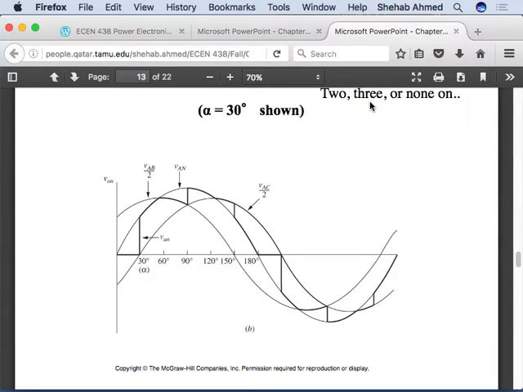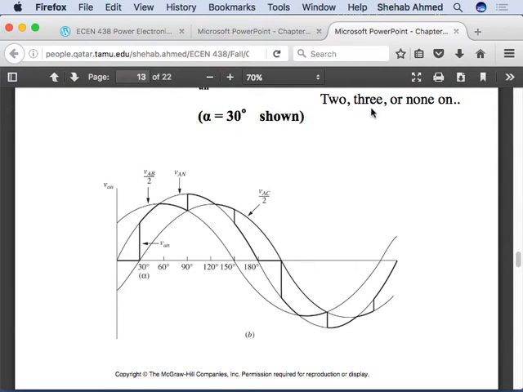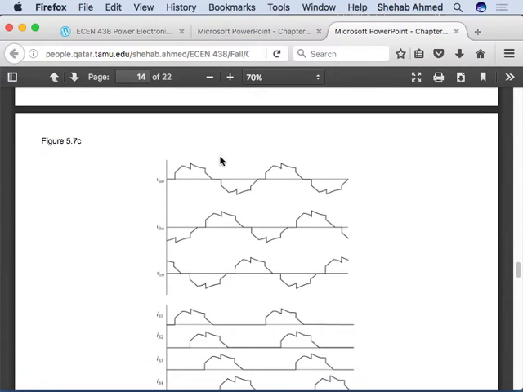So we had cases at some times where three devices were on, and cases where two devices were on. In these cases, the voltage was equal to some of the line voltage. In this portion here, we had two devices on, and in this portion here, two devices on. As long as there are two devices on, the output voltage does not equal the phase voltage. When three devices were on, the output voltage equals the phase voltage. If you increase alpha, you end up with a different condition.